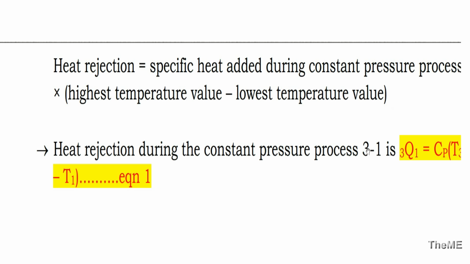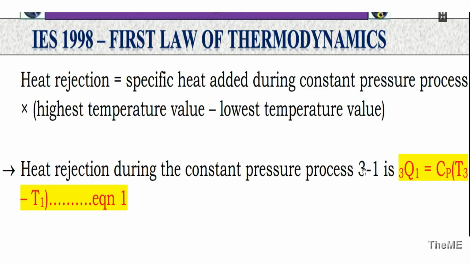So in process 3 to 1, the heat rejection is Q3-1. The highest temperature value is T3. The lowest temperature value is T1 and the specific heat at constant pressure is Cp. Therefore, the heat rejection during the constant pressure process 3 to 1 is given by Q3-1 equals Cp into (T3 minus T1), and consider this as equation 1.